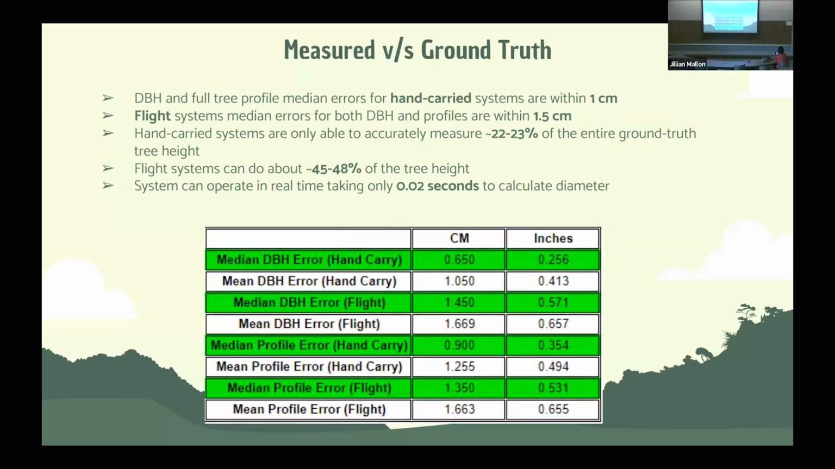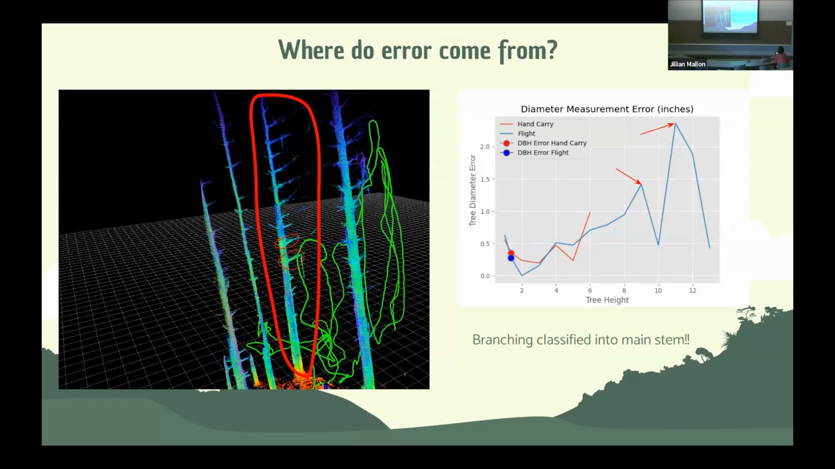So let me give a little insight on where exactly the errors come from in the flight systems. The tree on the left is circled, so that is the tree in consideration. All these squiggly green lines are the UAV trajectories. The graph on the right shows the diameter errors for the tree plotted against the height, and this is done for both hand carried and flight systems. As you can see, these branches over here that get falsely clustered into the tree trunk cause the errors to spike. And suddenly when there's no branch, the error falls somewhere over here.